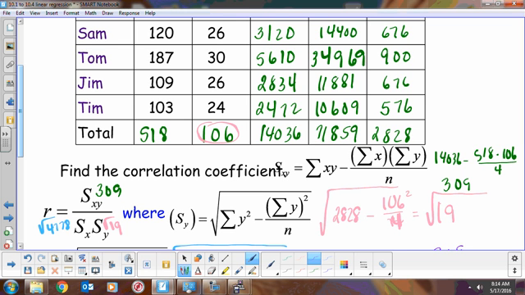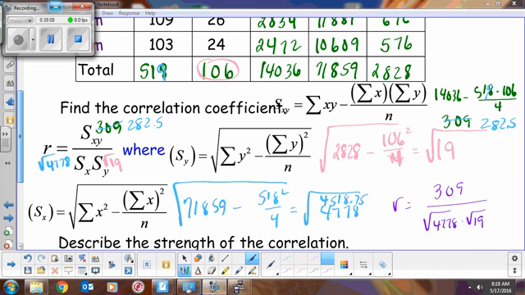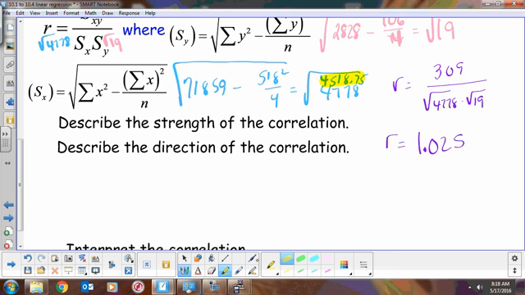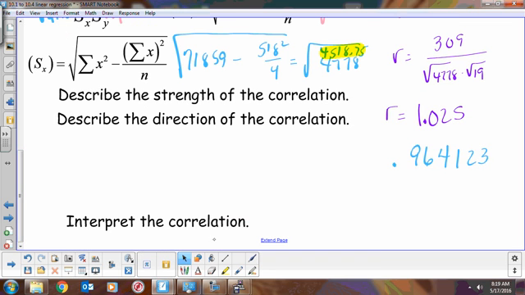So I'm going to pause this while we find our mistake. All right, we found our mistake. And what is amazing is 1 unit right there caused everything to be off. So those are our new figures. And what we got this time as our correlation coefficient was 0.96413. So describe the strength. Is that strong, moderate, weak? Strong. Direction? Positive. Interpret the correlation.